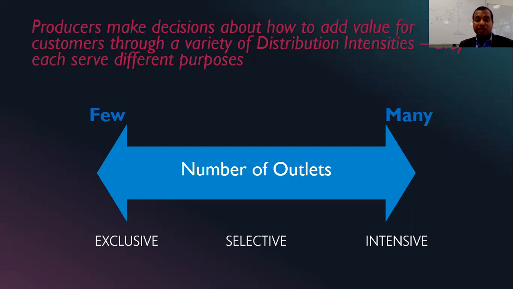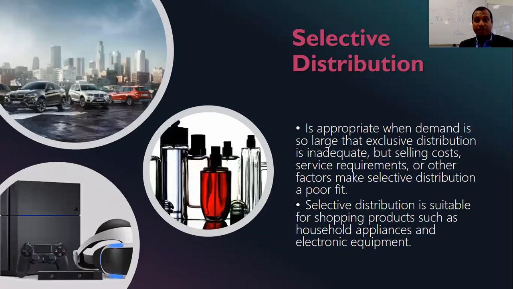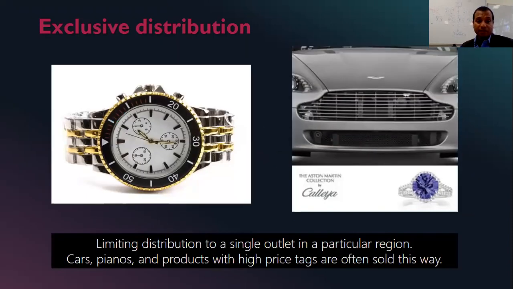At the other extreme, you have exclusive distribution. You might have heard that a particular firm has an exclusive showroom or exclusive outlets at a location or in a region. Exclusive distribution limits distribution to a single outlet in a particular region. It could be Audi, a luxury car, or a luxury watch, something for high-end customers at premium prices, available only at particular outlets. Cars, pianos, and products with high price tags are often sold through exclusive distribution.